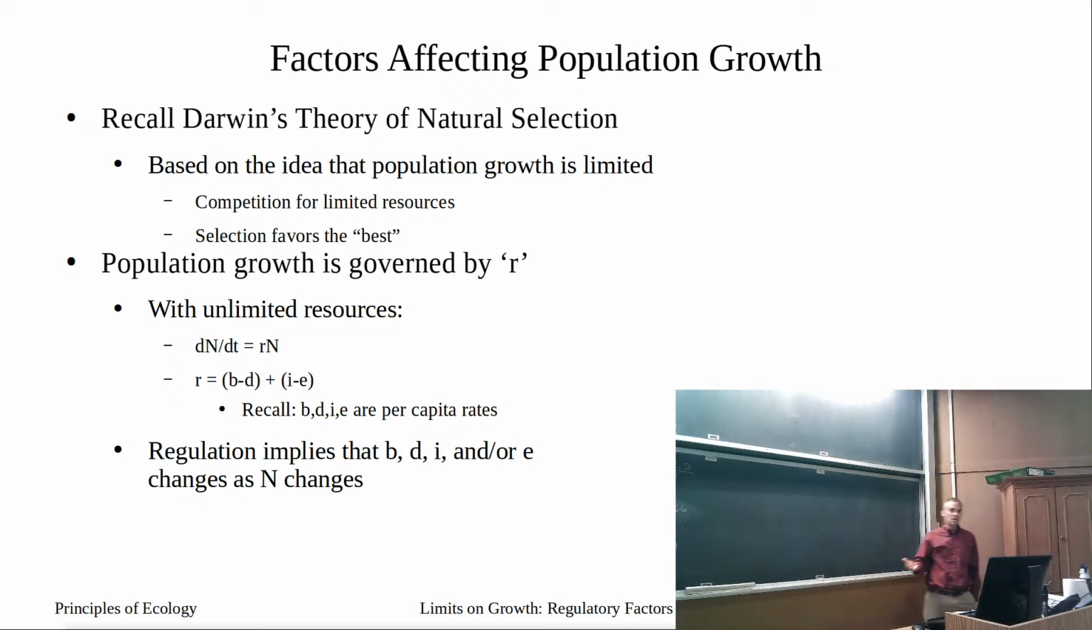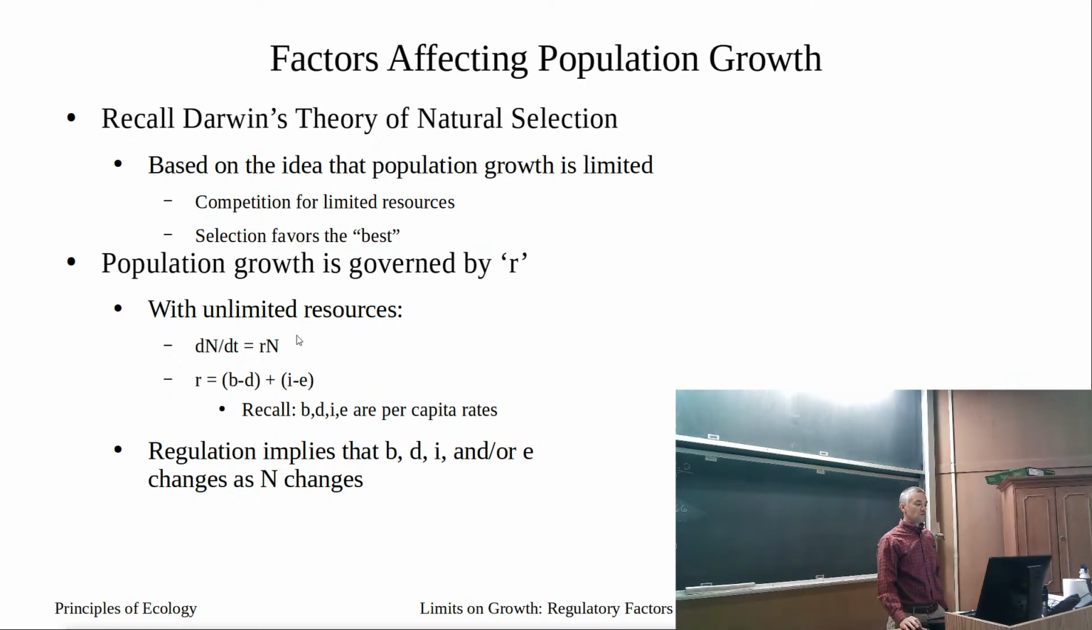All right, so even Darwin recognized that we do have competition for resources. Resources aren't unlimited. And by extension, he proposed then that selection will favor those individuals that are best able to acquire those limited resources. Now, what's the effect on our population other than movement of evolution? Well, it's going to affect our r. It's going to affect our intrinsic rate of growth.